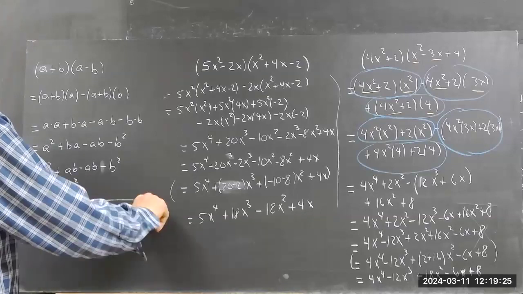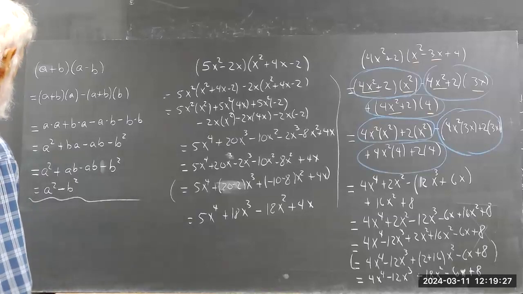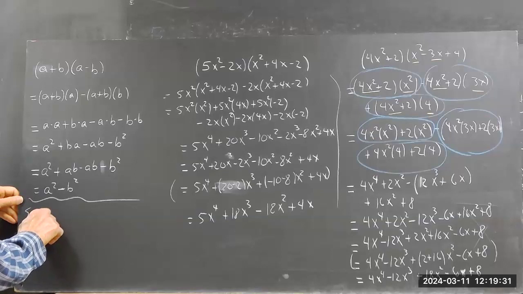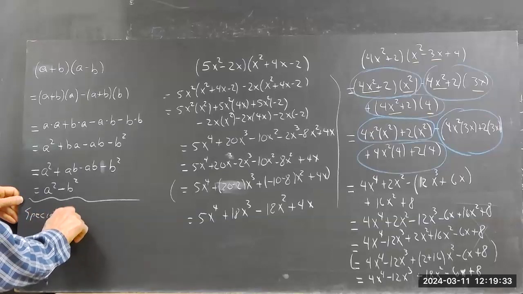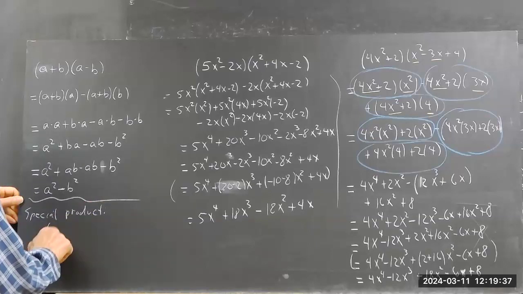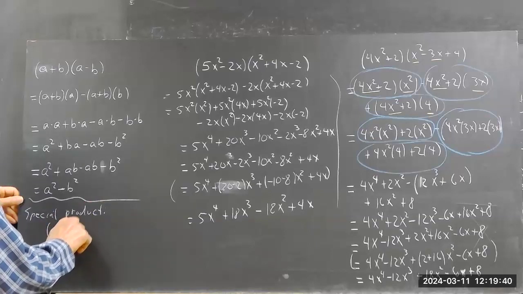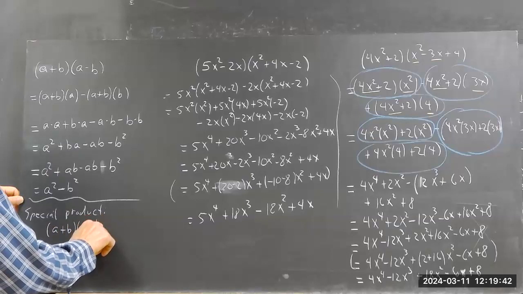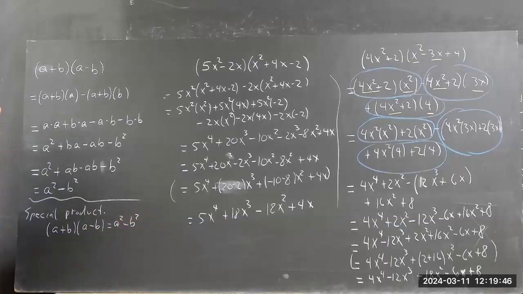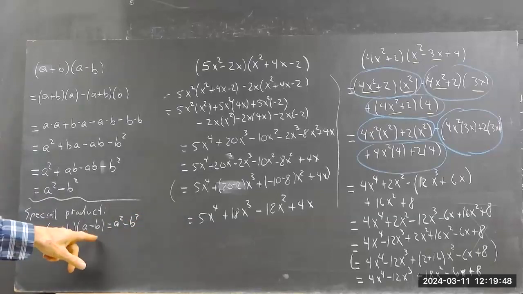Now this is a very handy thing. So we can kind of write this out as a special product: A plus B times A minus B is A squared minus B squared.